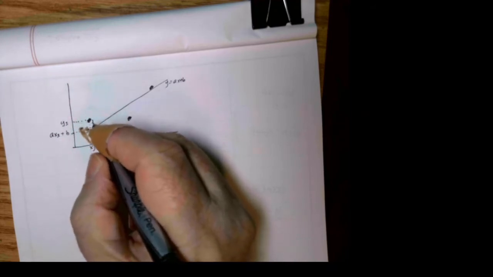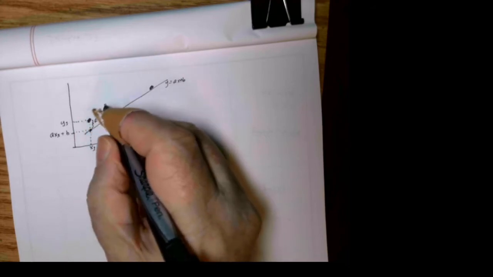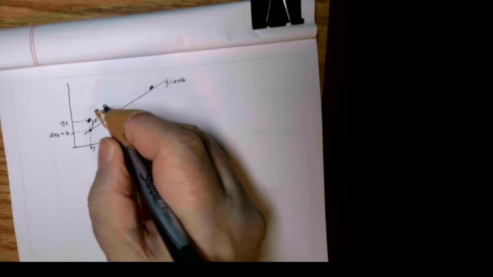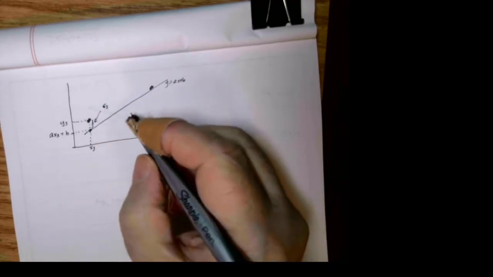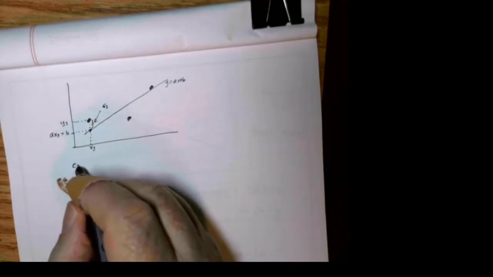It's off by a little bit. In fact, it's off by this little distance right here, which we'll call epsilon sub 1. That's not something you have to remember. Epsilon is often used to mean a small quantity in mathematics. In this picture, epsilon sub 1 is equal to y1, this height right here, minus (ax1 plus b).